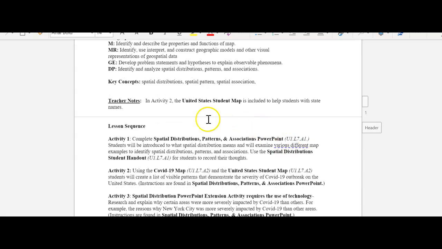All right, we did include a United States student map because in Activity 2, they're going to need to be able to identify specific places on the map, and they may not have that in their knowledge at this time. So we included a student map so that they can use that to help them out, where the COVID is on the COVID map. So 3 activities here.